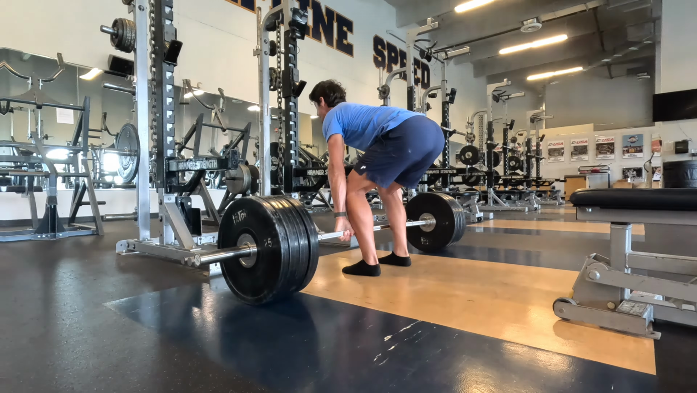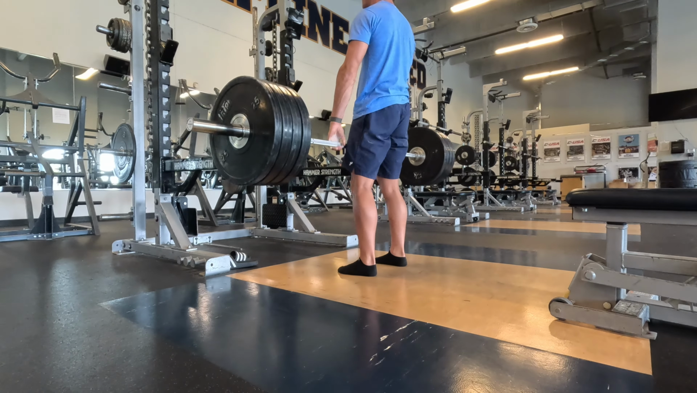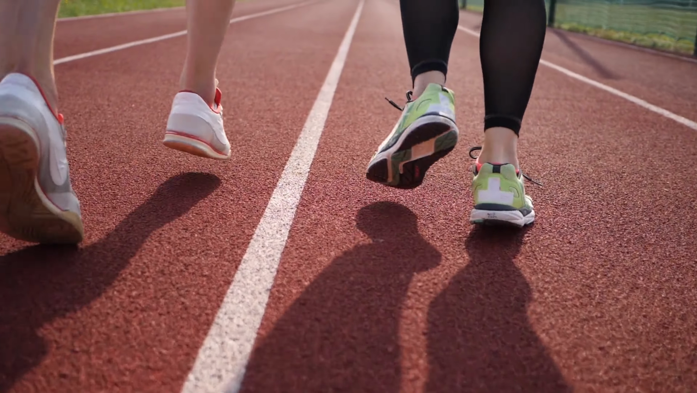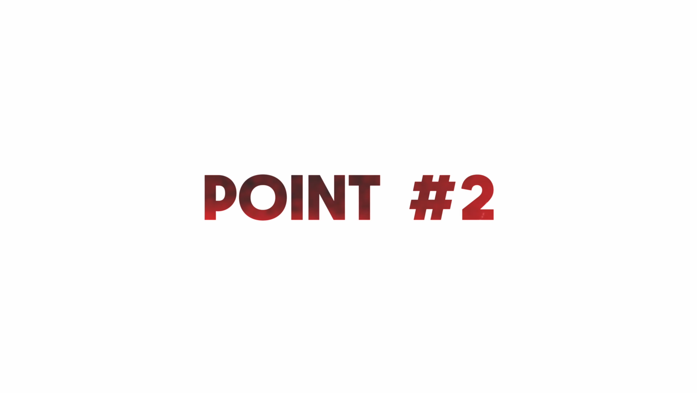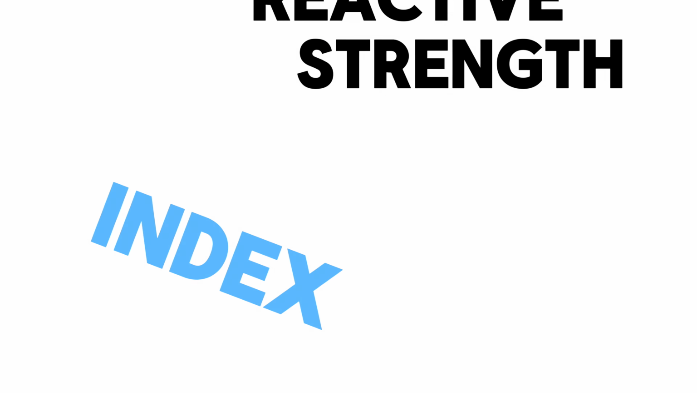So if you want to run faster in 2025, make the weight room your ally. Train with heavier loads, explosive movements, med ball throws. Make sure your technique is optimal to maximize the force production and recruit those muscle fibers you are trying to recruit. Sprinting isn't just about running. It's about improving the force production and putting that force in the correct direction. Point number two, reactive strength index. This is the key to elastic power. To run faster, you also need to maximize your RSI.